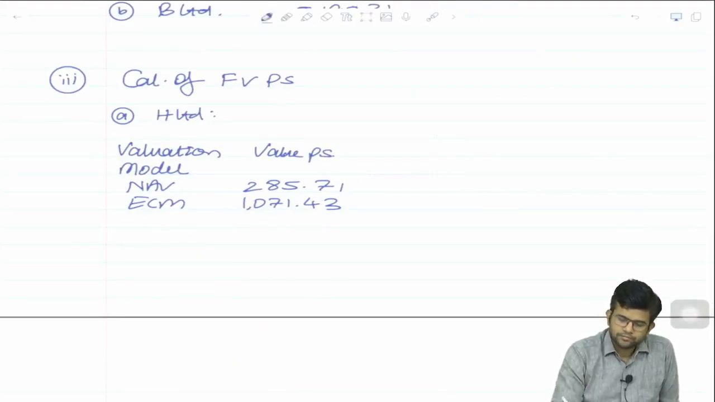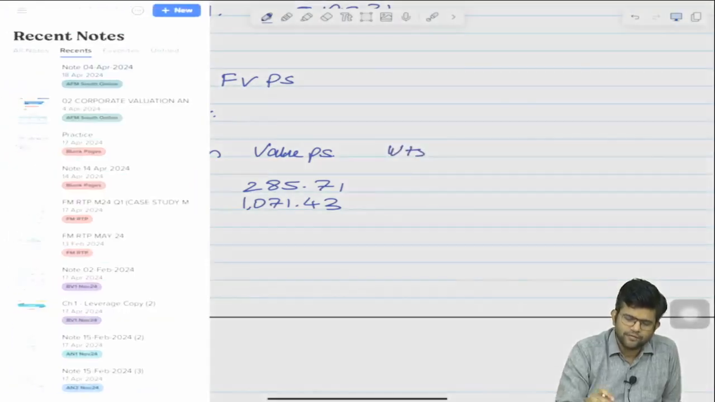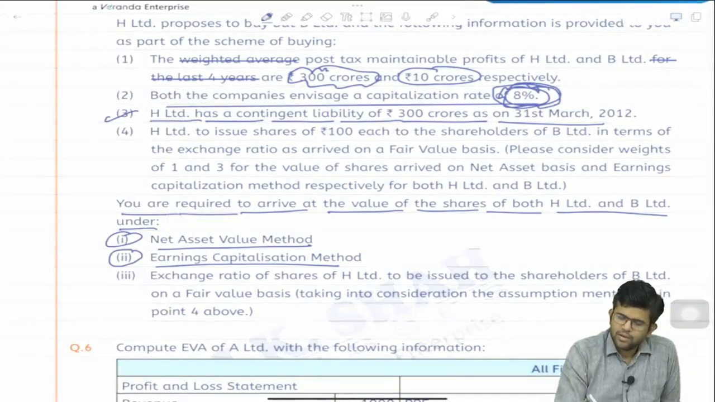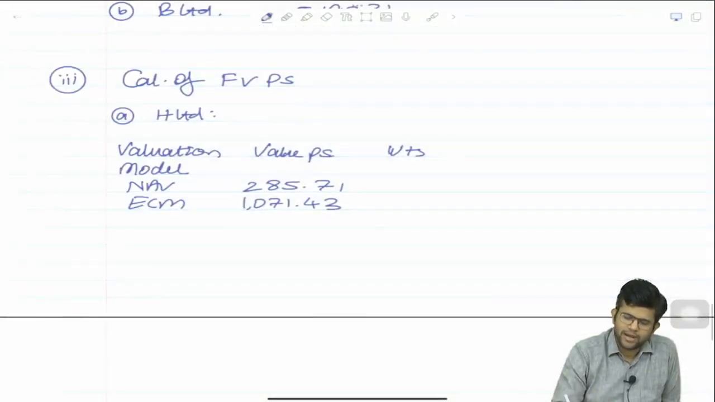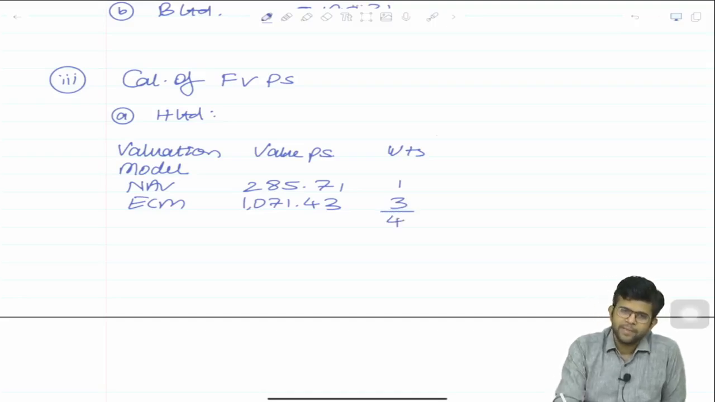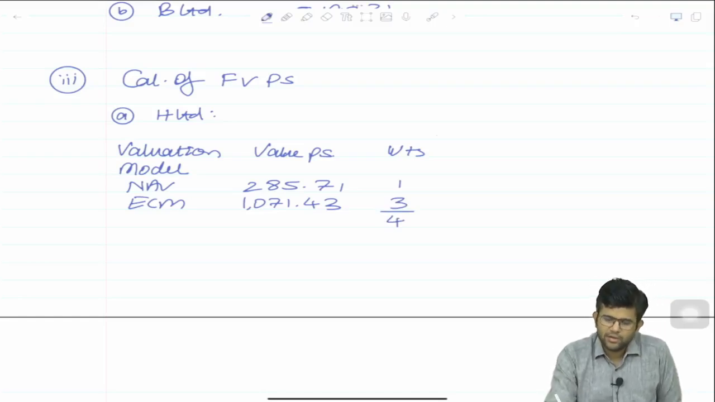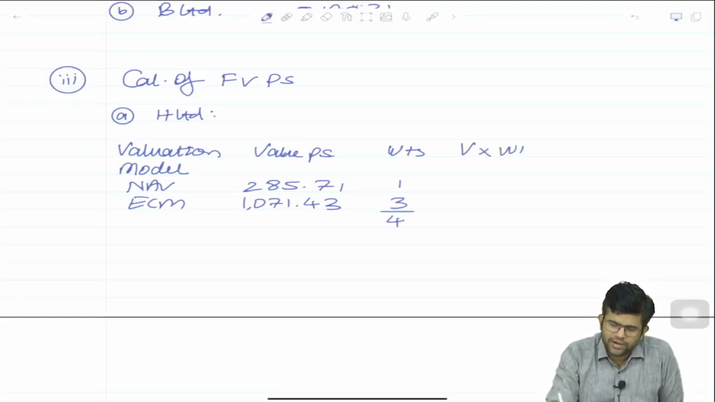Now, they are saying you take weights of 1 and 3 for NAV and ECM. Okay, so for NAV you take weight of 1, for ECM you take weight of 3. So total of the weights here is 4. Everyone listening? Now how to calculate weighted average? You should do value into weights. Everybody listening? Value into weights, and then whatever total you will get here, that total you have to divide by 4. Everybody clear? Total you have to divide by 4 to get the weighted average.